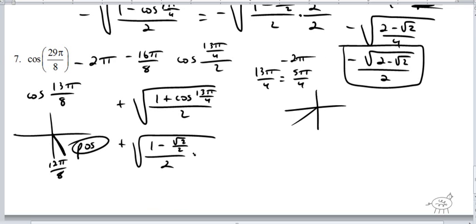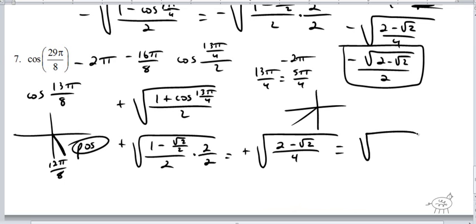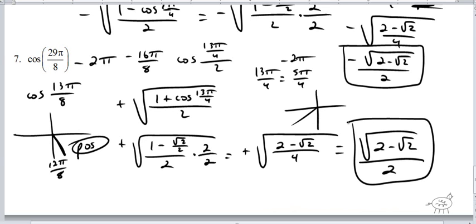Okay, and the rest of it's easy. Just multiply by 2 over 2. So you get positive the square root of 2 minus root 2 over 4. And then I pull that 4 out, so I really get the square root of 2 minus root 2 over 2. Alright, that's really not that bad.